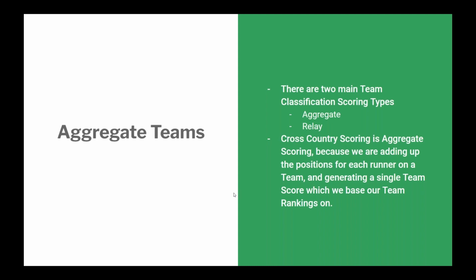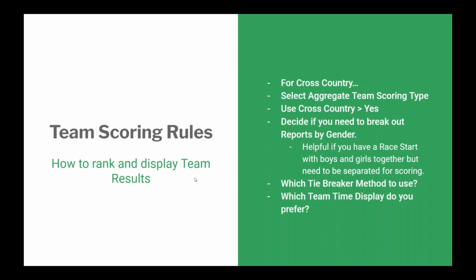Cross country is aggregate because we're adding up the positions for each runner on the team and generating a single team score, which is how we're basing our team ranking. So how to do this? You're going to select aggregate team scoring type and use cross country. Like we just said, you're going to select yes.